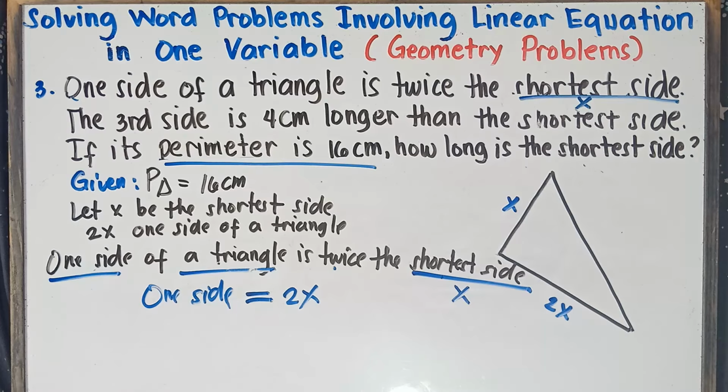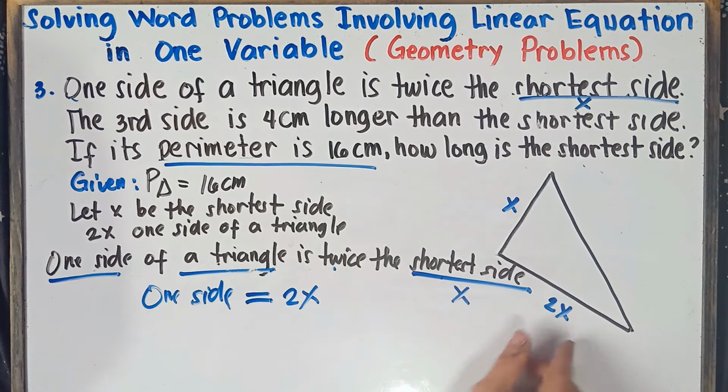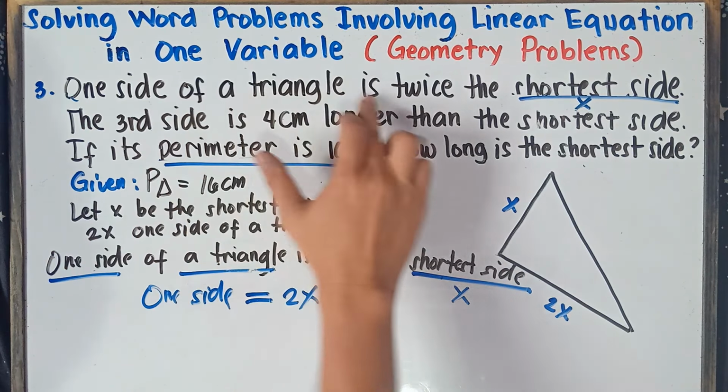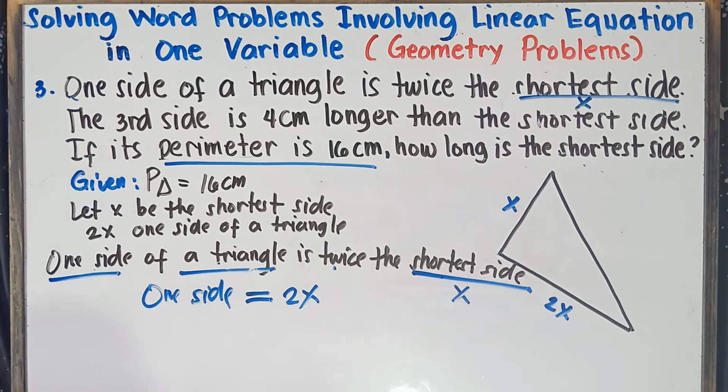Alright, I hope it's clear for you, class. Once again, class, let x be the shortest side, and then the other side, that will be 2x, because one side of a triangle is twice the shorter side. So that will be 2x. This side will be 2x.